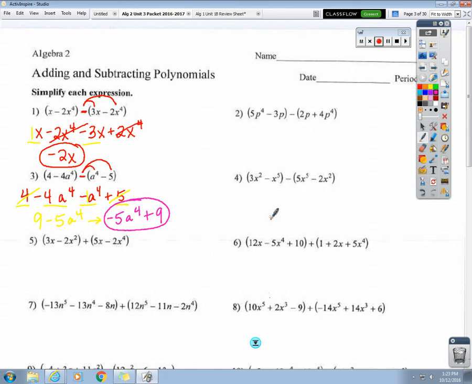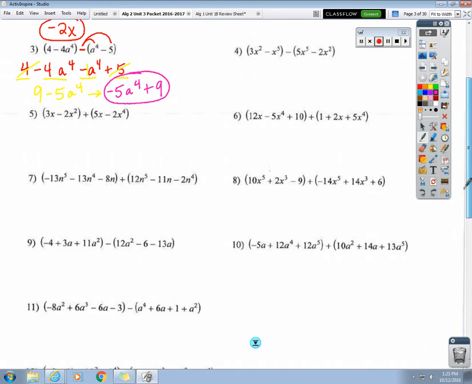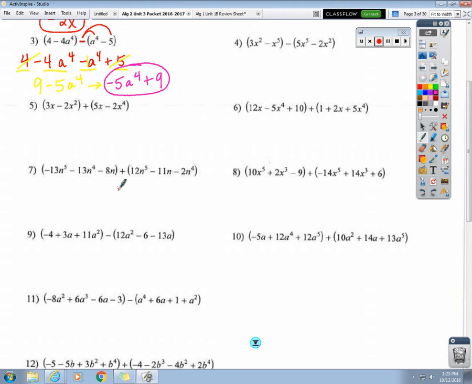Okay, number 5. This one's actually even easier because it's addition, so you're not going to have to worry about distributing any signs. You just start combining. What can combine with the 3x? 5x. So what's 3x plus 5x? 8x. And then you can combine the negative 2x squared with the nothing, right? There's no other x squared term up there, so you just bring it down. And then the only other term is the negative 2x to the 4th, and it just comes down.